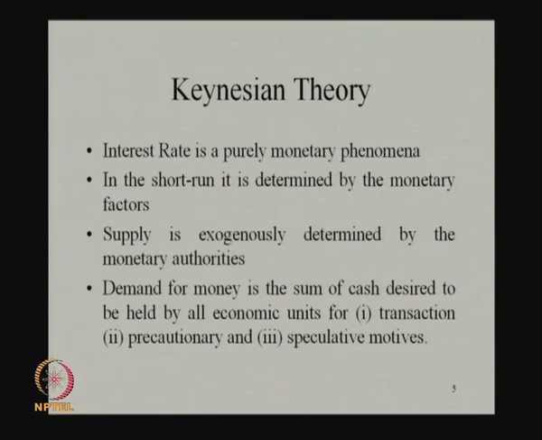That is why we believe that Keynesian economics believes in the short run phenomena as compared to the long run phenomena. But another very serious assumption that Keynes has taken is that supply is exogenously determined by the monetary authorities. What Keynes argued is that demand cannot be observed, but supply can be observed, or can be determined from the beginning.